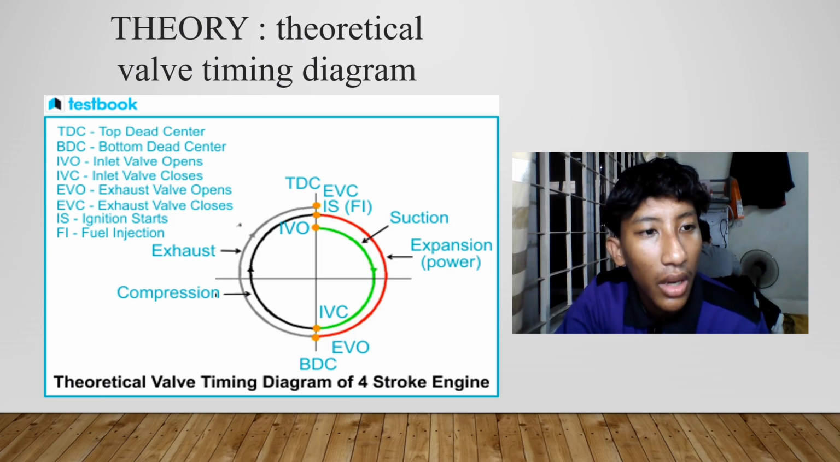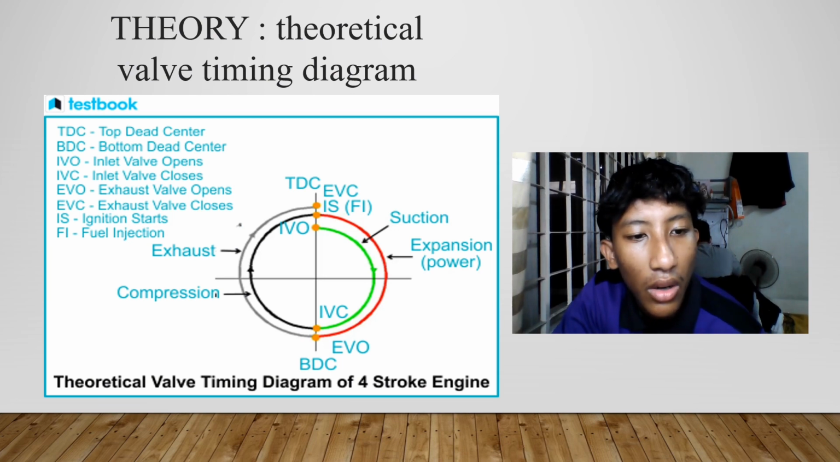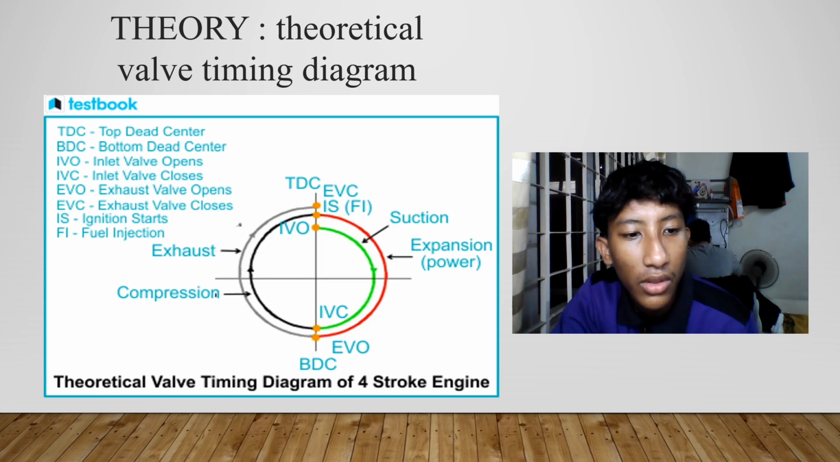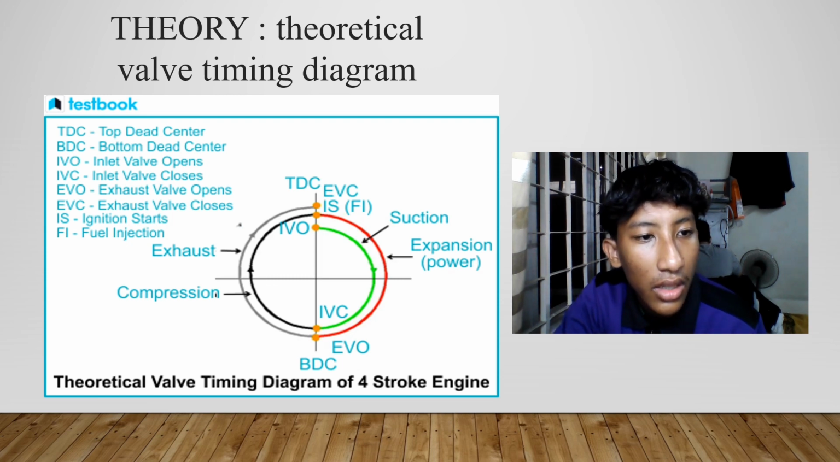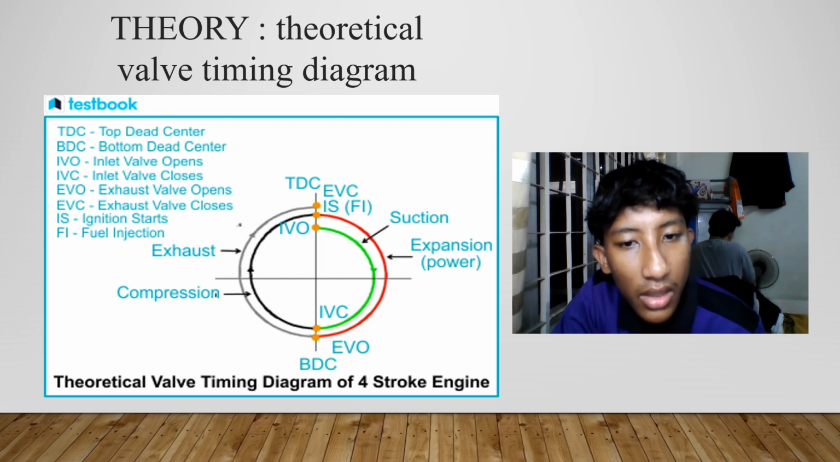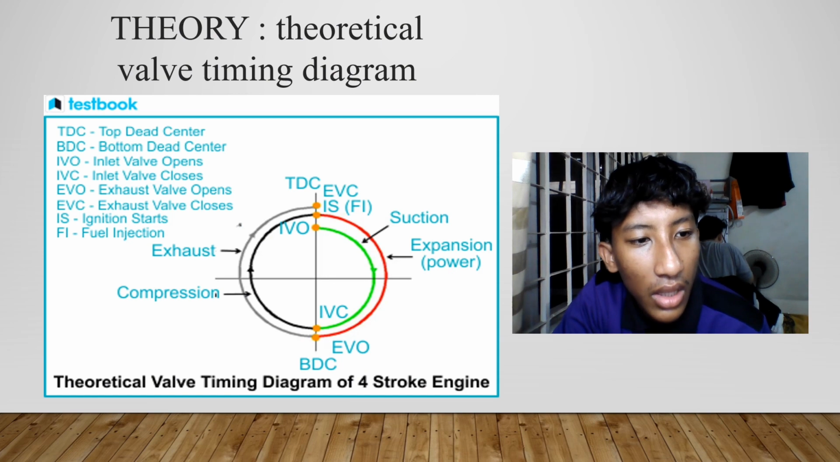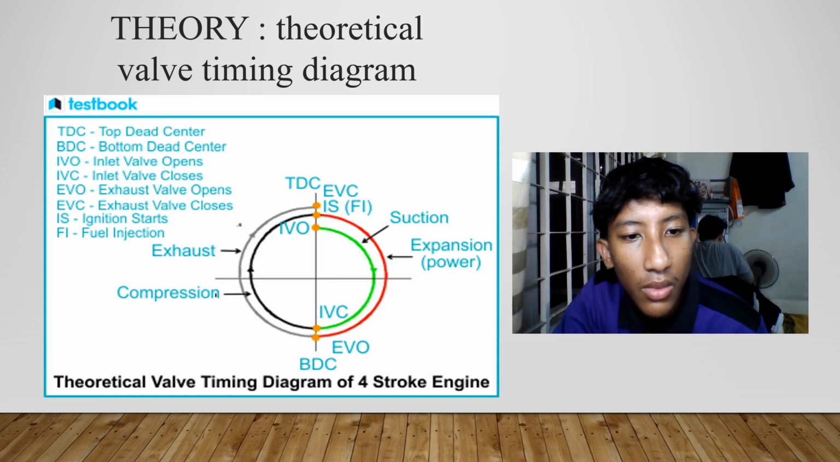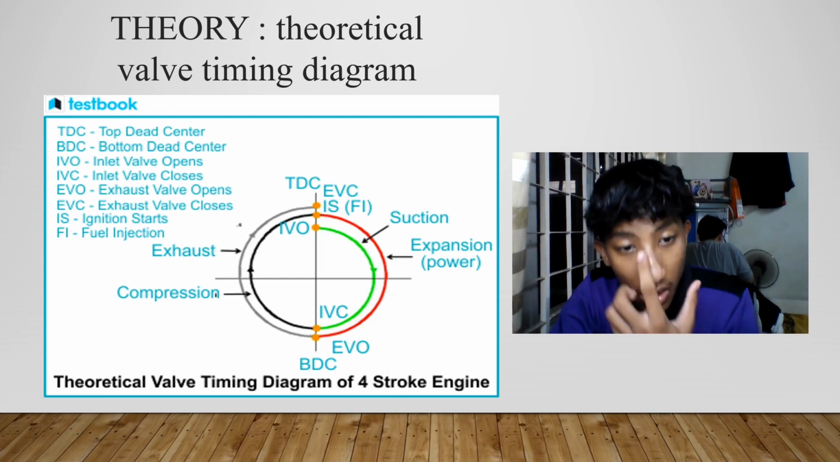So here we have a theoretical process of a valve timing diagram of a four-stroke engine. At the suction stroke, the engine cycle commences with the suction stroke, where the piston located at the top dead center, TDC, moves towards the bottom dead center, BDC, causing the inlet valve to open. This motion allows the air-fuel mixture for petrol engines or fresh air for diesel engines to enter the cylinder until the piston reaches BDC.